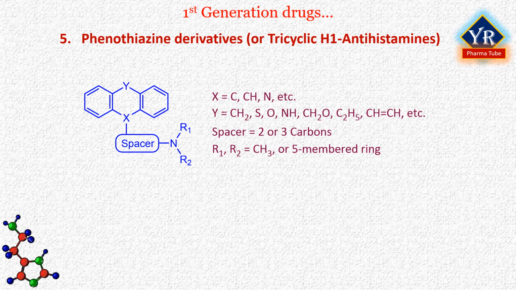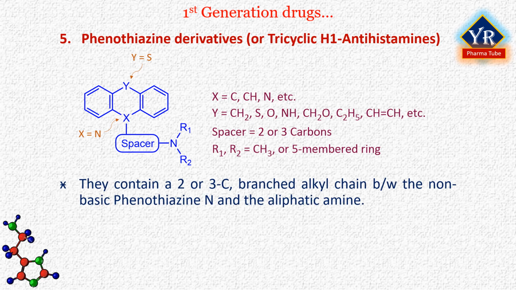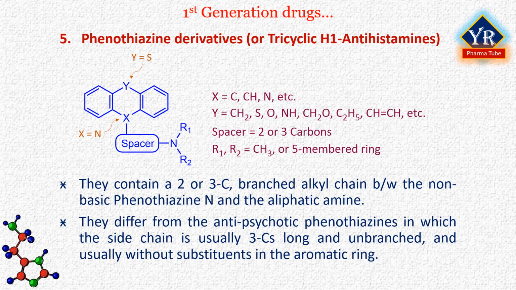The earliest potent tricyclic antihistamines were phenothiazines, where Y is equal to S and X is equal to N. The phenothiazine antihistamines contain a 2 or 3 carbon branched alkyl chain between the non-basic phenothiazine N and the aliphatic amine. They differ from the antipsychotic phenothiazine derivatives in which the side chain is usually 3 carbons long and unbranched and usually without substituents in the aromatic ring.